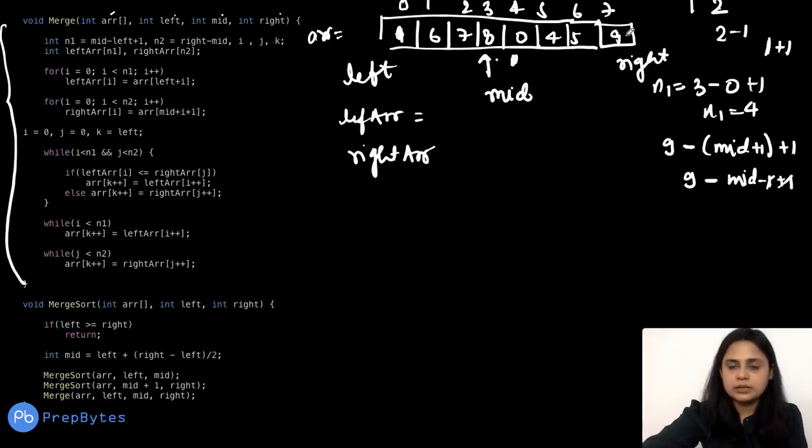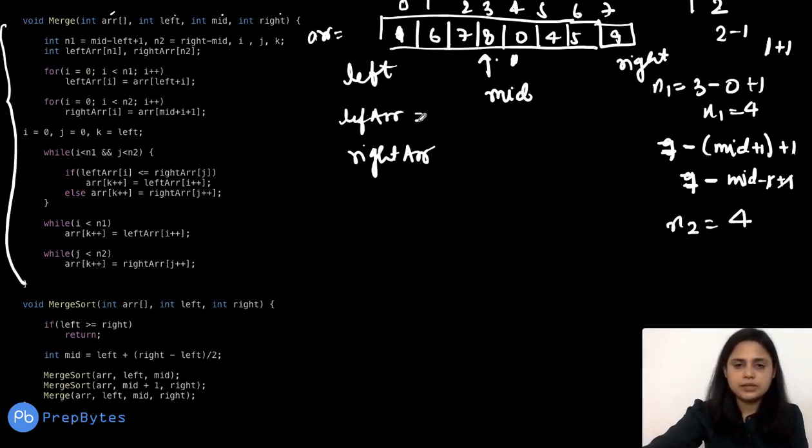This is not 9, this is 7. I don't know why I took it 9. So this is 7 minus mid, so it's going to be 7 minus 3. So n2 is going to be 7 minus 3, which is 4.